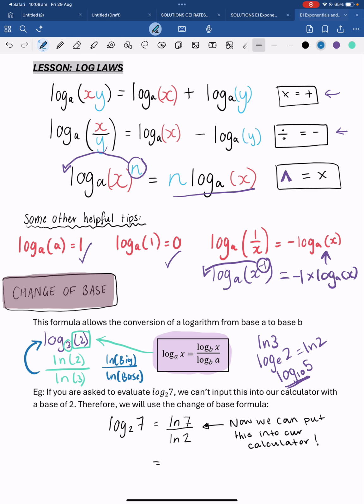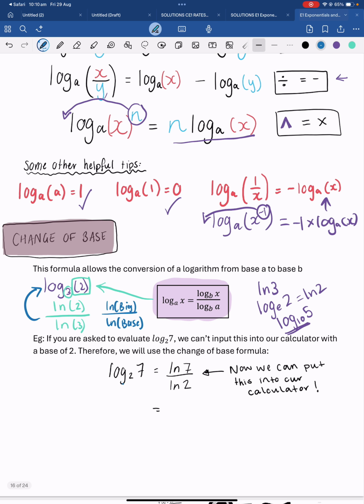And good news, we have an ln button on the calculator. So as an example down here, if I had to calculate log 2 of 7, ln the big number over ln the base. Put that in a calculator, let's see what I get. ln 7 over ln 2. And I get 2 point, what do we need? How many decimal places? Doesn't say, so let's just go 2 decimal places. 2.8, let's go 1 dp.